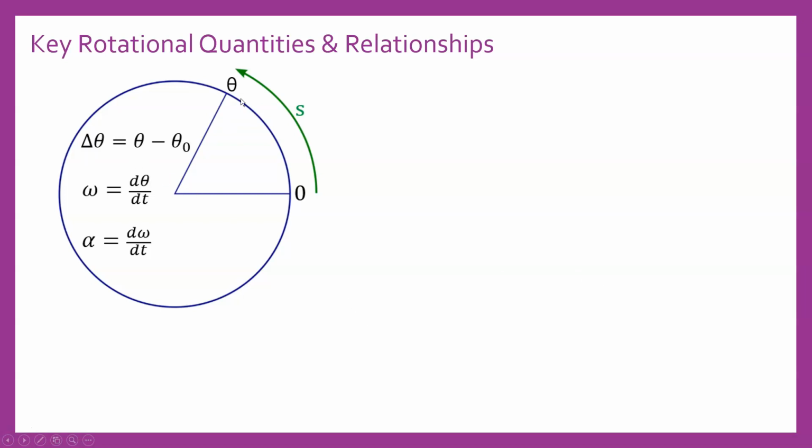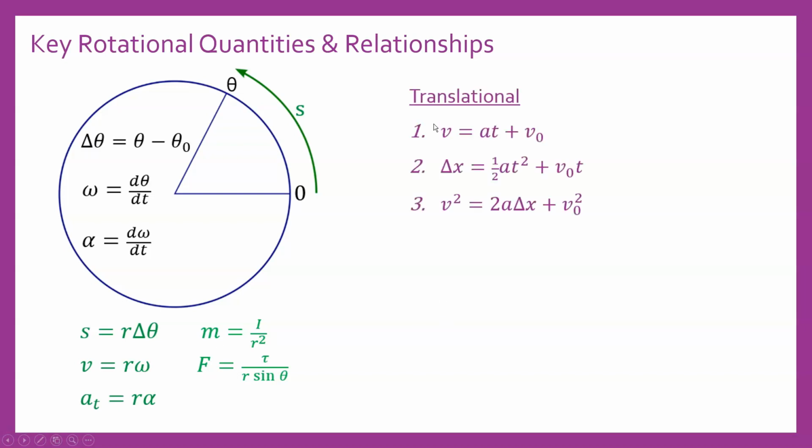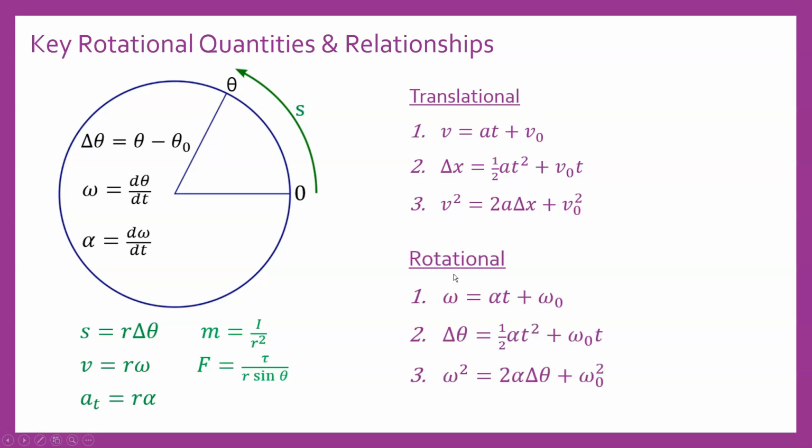So we learned about angular position, angular displacement, angular velocity, angular acceleration, and their relationships to our translational quantities: displacement, velocity, tangential acceleration, mass, and force. And for constant acceleration, we had our three translational equations, and for constant angular acceleration, we have similar equations for describing rotational motion.